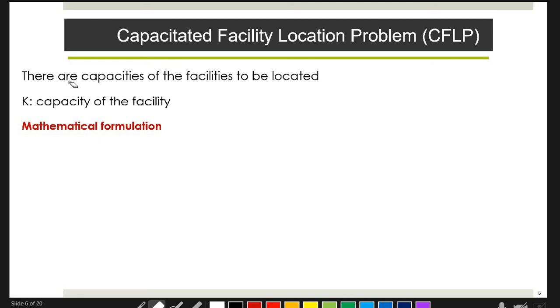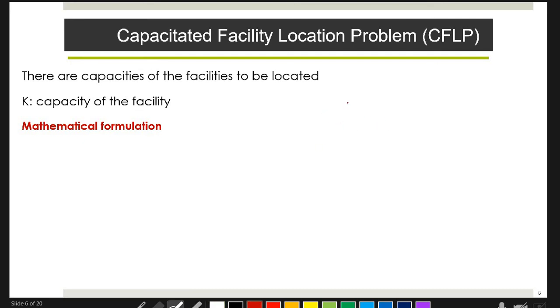Now let's move to another version of the problem, which is the capacitated facility location problem. Okay, so now let's formulate this problem. What is different from the first one? The difference is the capacity. Okay, now the facilities have capacities. Again, how do these capacities work?